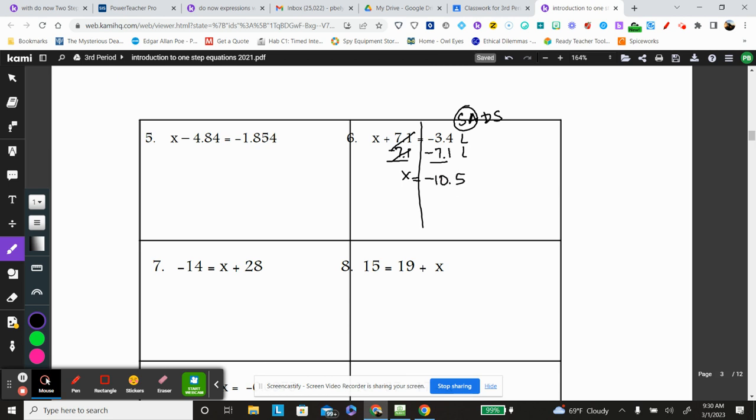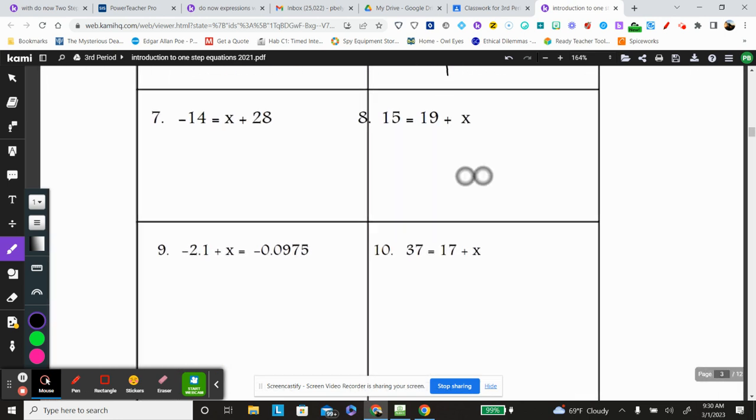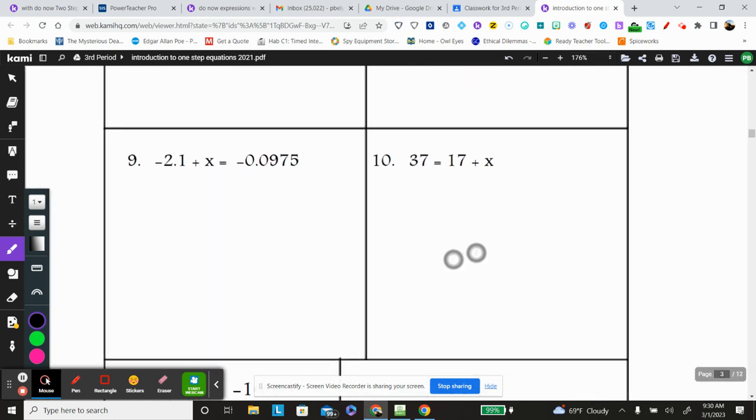Okay. This stuff to me is super easy. But I'm a math teacher though, but how many of you think it's easy too? Okay, good. Okay, and then what was the other one we had? Number 10.